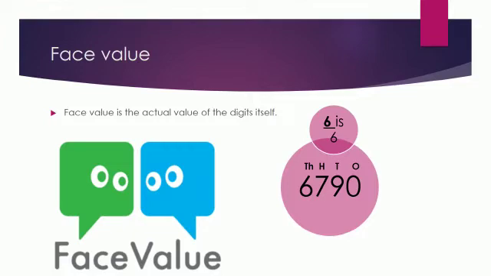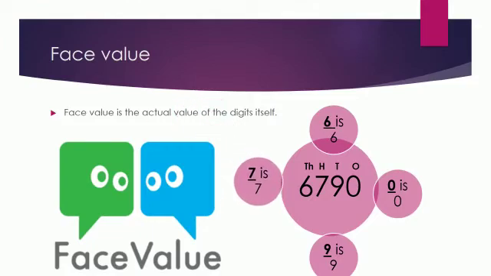What is the face value of 0 in this number? The face value of 0 is 0. Any guesses? What's the face value of 9? Yes, it is indeed 9. And what is the face value of 7? The face value of 7 remains 7. So, what have we learned today? We have learned about face value, and that face value of a number does not change.